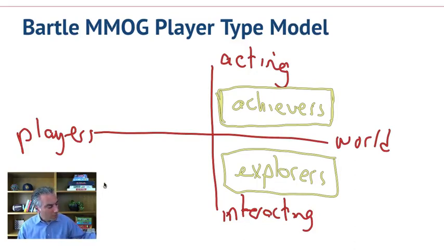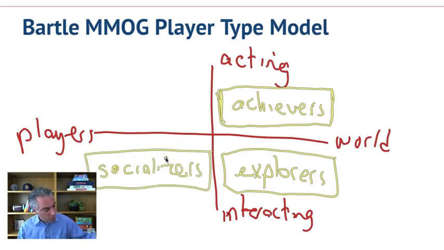Down here, people who care about players as opposed to the world but want to interact with those players, Bartle called socializers. So these are players who care particularly about interacting with others, being on teams, talking and chatting with other players of the game, being part of a community. The social experience is more important than the achievements that come out of that social experience.